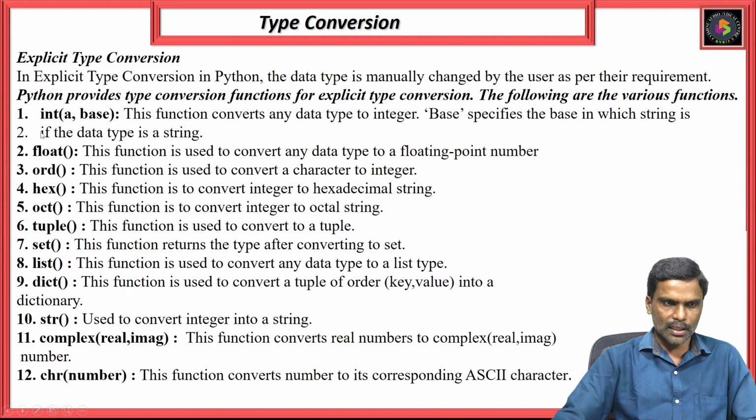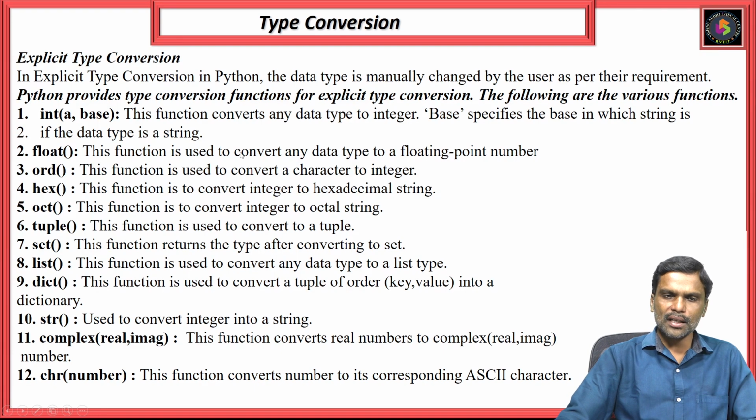The first one is int(a, base), the function that converts any data type into the integer. Base specifies the base in which the string is, if the data type is a string.